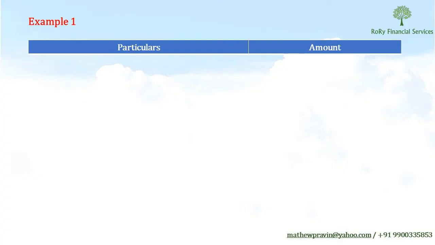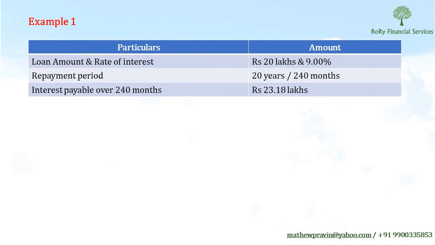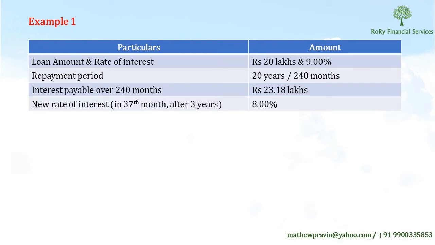Let's look at an illustration of a home loan to understand this better, that is the impact of repricing with lower rate of interest and also by paying fees. So now let's assume that the loan amount and rate of interest which we took was 20 lakhs at 9%. And the repayment period was 20 years. Now, what is the interest payable over these 240 months or 20 years? That is 23.18 lakhs. Now, after 3 years, in the 37th month, you negotiated the rate down to 8%.